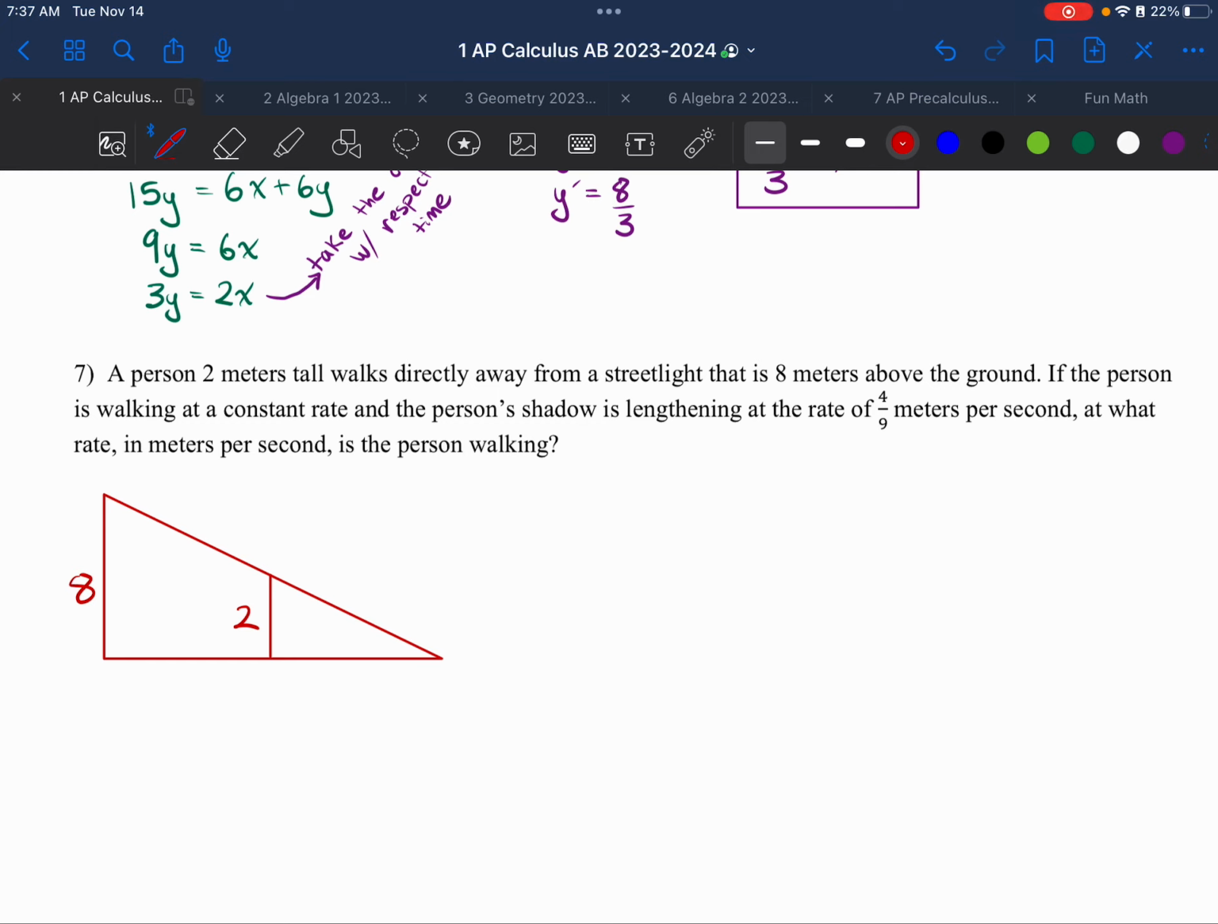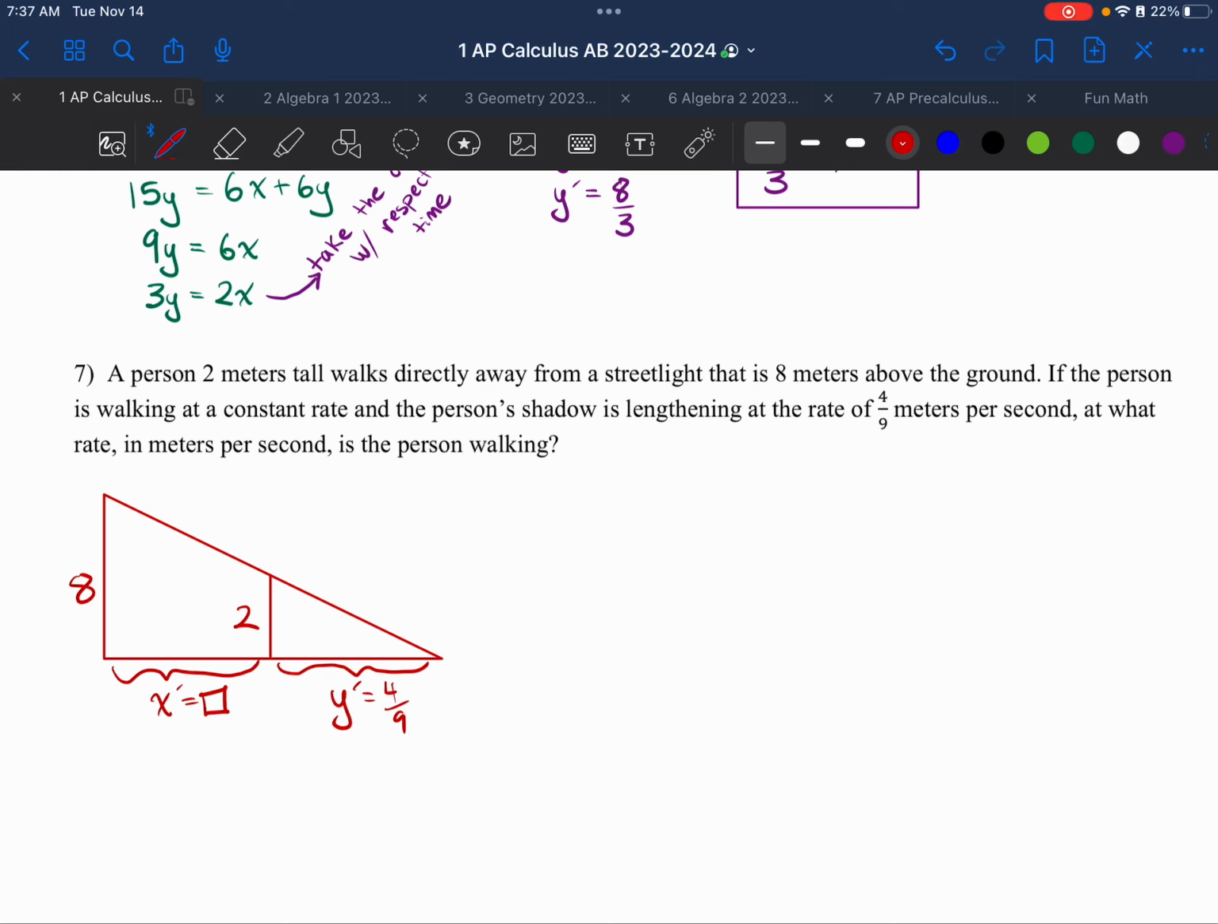If the person is walking at a constant rate, we're going to say that this length now is x prime. We don't know what rate that is. I think that's what we're trying to solve for, though. Isn't it saying, what is the rate in meters per second of the person walking? So we're trying to solve for x prime. But we do know this. This length now is a shadow, and just like the last problem, we're going to call that y prime, and we happen to know that that is 4/9, mixing fractions to make it even scarier. And we're trying to find that x prime.